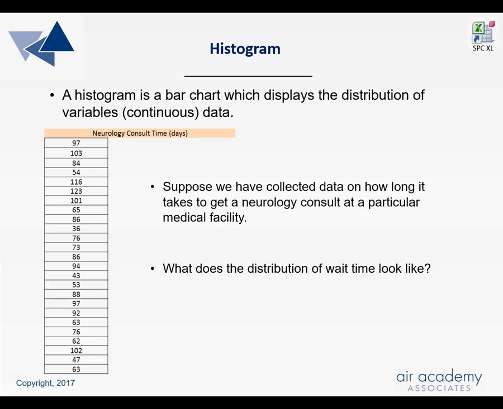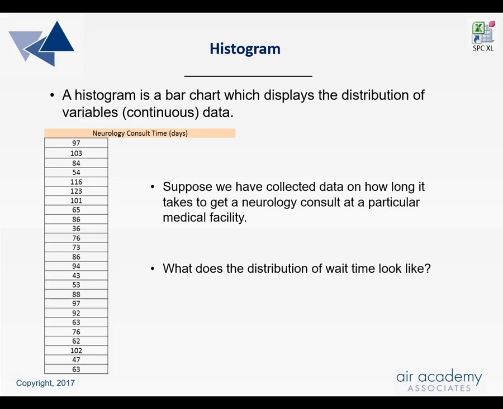Well, a histogram is a bar chart which displays the distribution of variables, or what we call continuous data. Since the data is continuous, the names of the bars which show up on the horizontal axis of the histogram will be numerical intervals. Because the data is continuous, and the purpose of the histogram is to show you the distribution, that is the shape. The bars will determine a shape. They will also show you the balance point and how the data is spread. So the histogram is designed to show us the distribution.